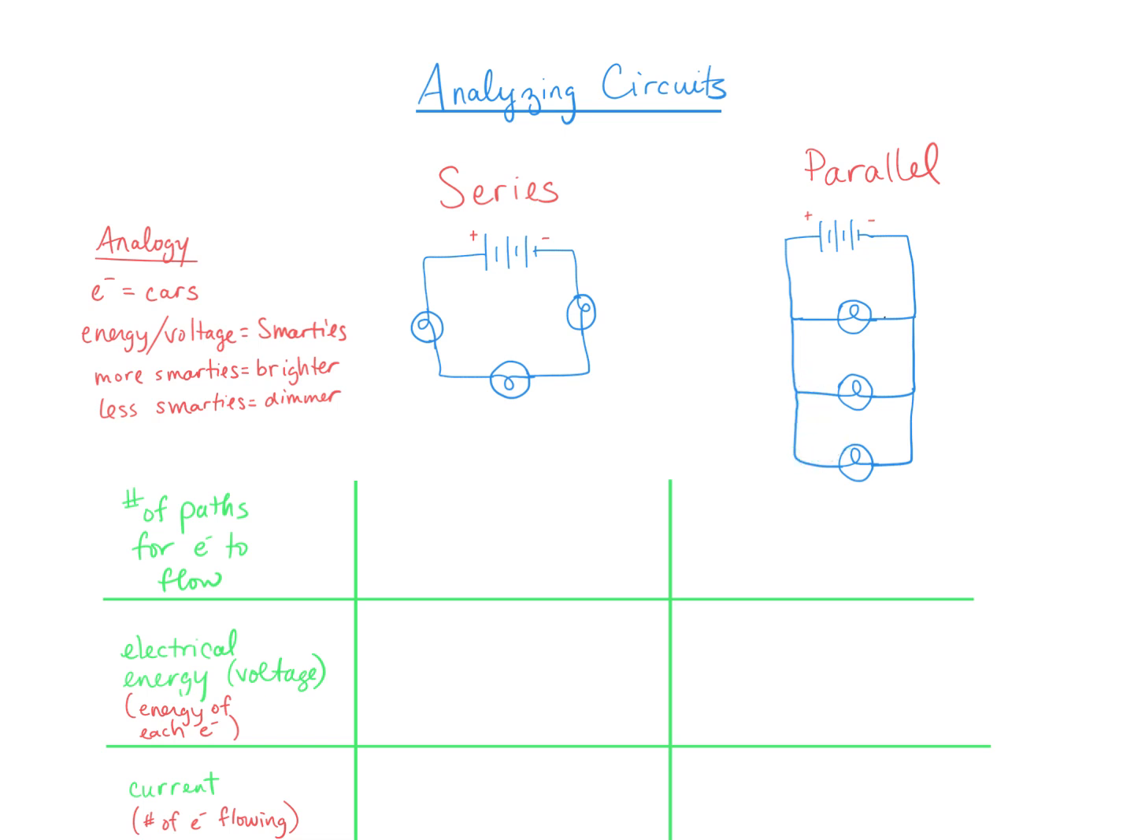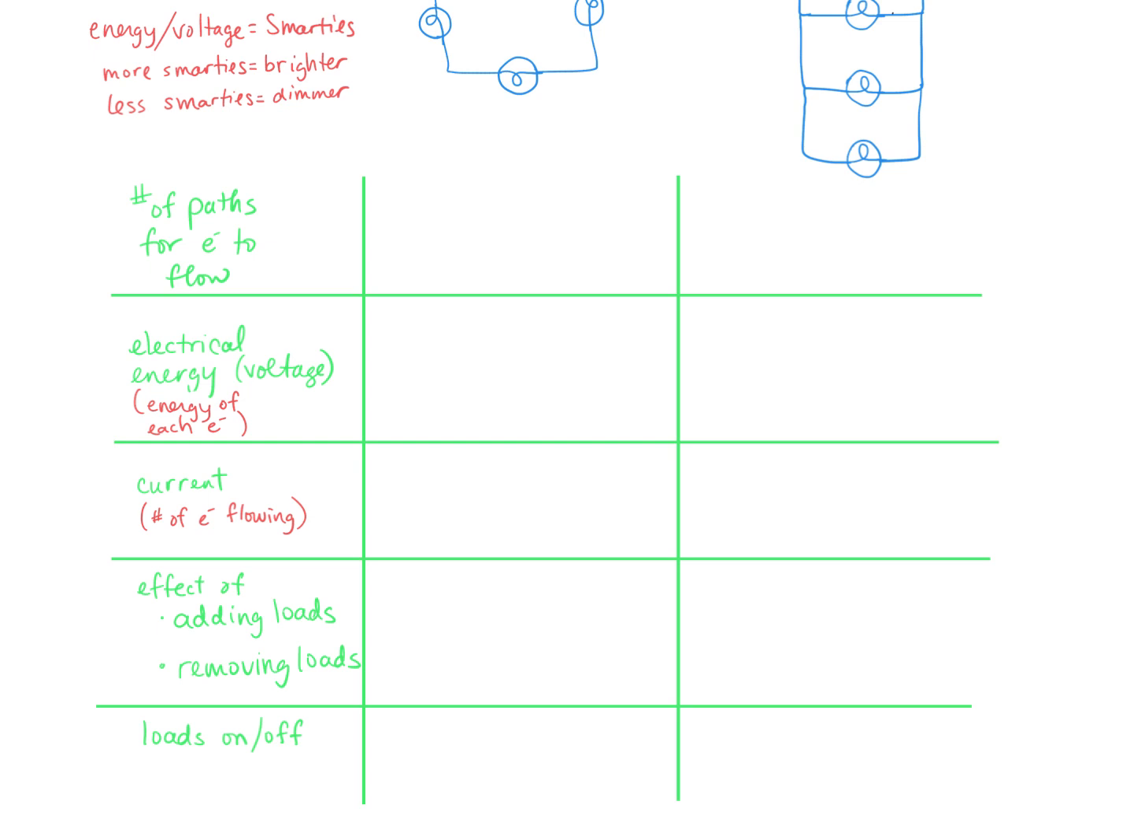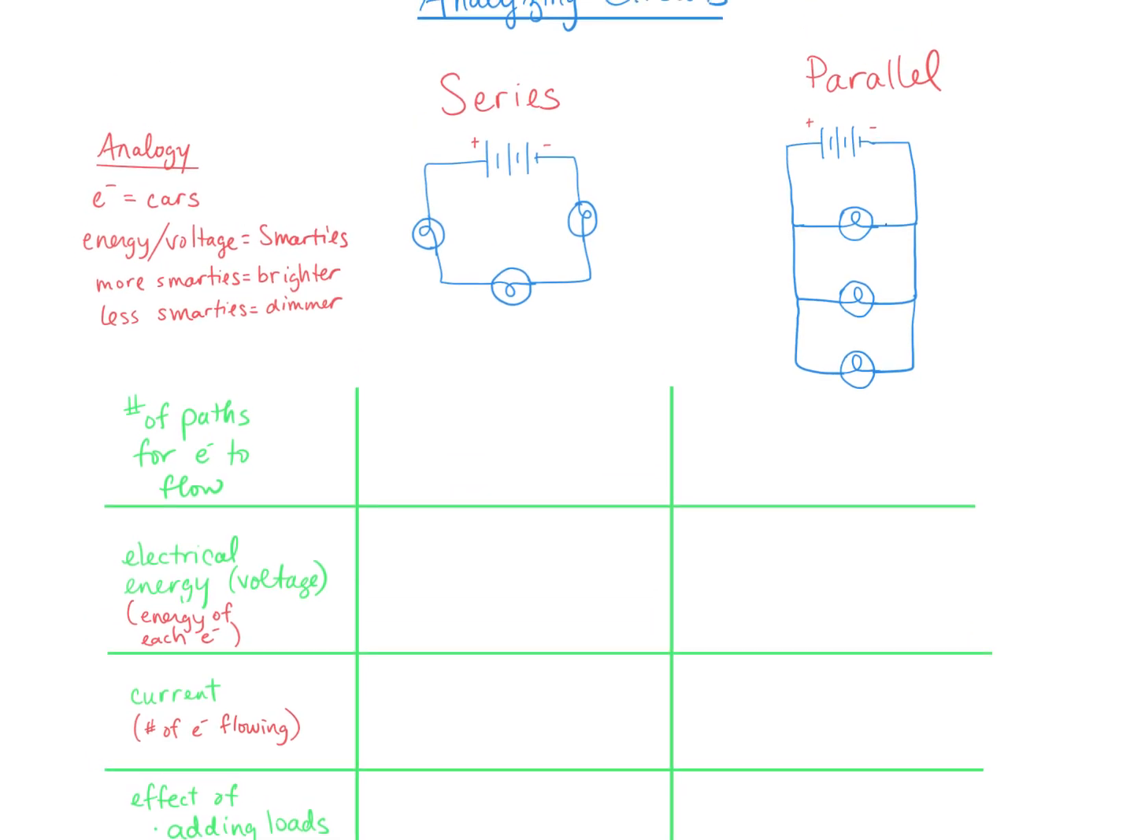Okay, so just to give you an idea of the scope of this lesson, we're going to consider each of the series and parallel circuits for these criteria here. So the number of paths for the electrons to flow, the electrical energy or voltage, the current that's flowing, as well as the effect of adding or removing loads, and whether the loads or devices are all on or off at the same time, or can be controlled one at a time.